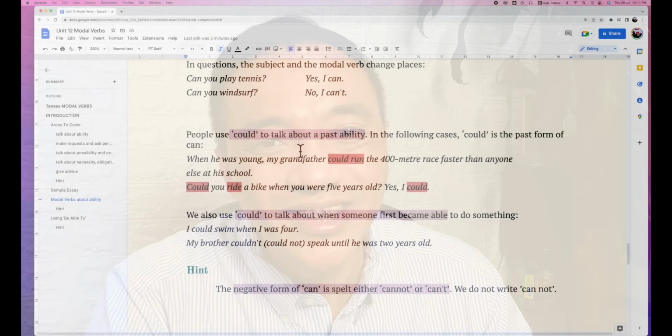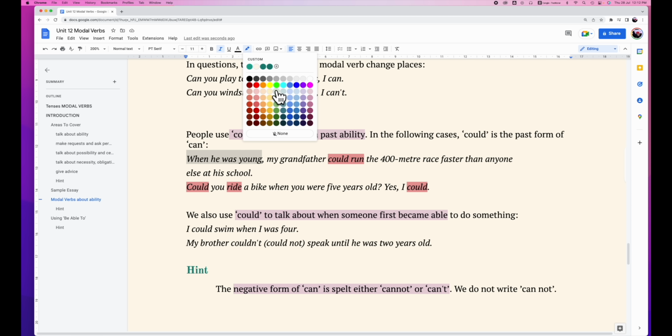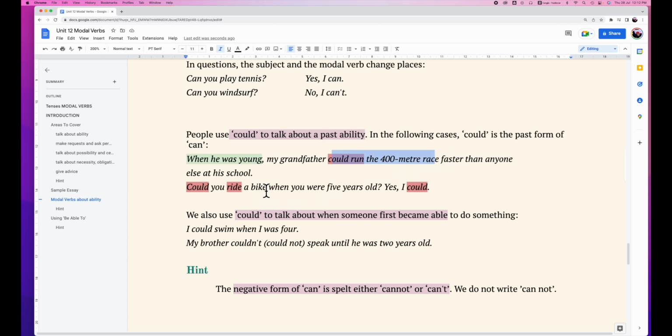People use could to talk about past ability. In the following cases, could is the past form of can. Example, when he was young, my grandfather could run the 400-meter race faster than anyone else at his school. So could run is talking about ability in the past. When he was young is providing the time information for could run the 400-meter race faster than anyone else at his school.